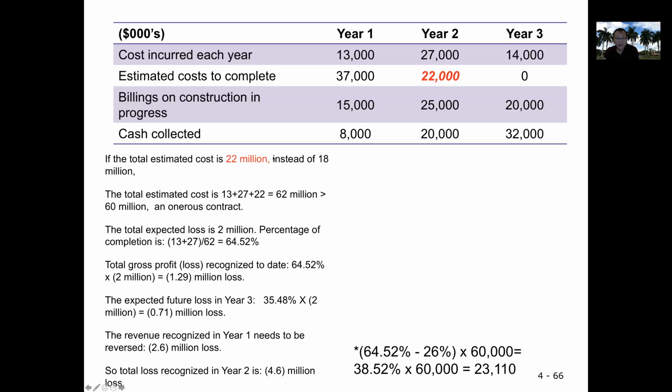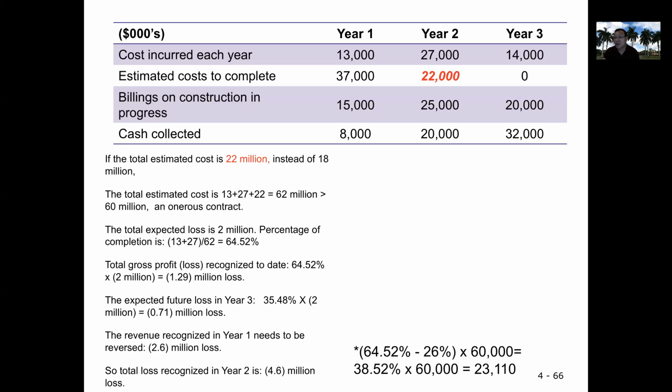So in total, you have to recognize a $4.6 million loss, okay? So 2.6 million is the result of the reverse of the revenue previously recognized in year 1. Okay, so that's the 2.6 million loss. And then another 2 million loss is the total expected project loss of this onerous contract. Okay.